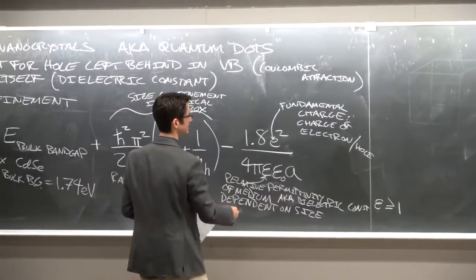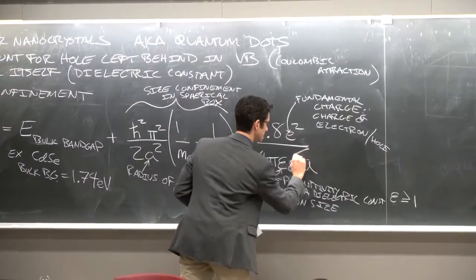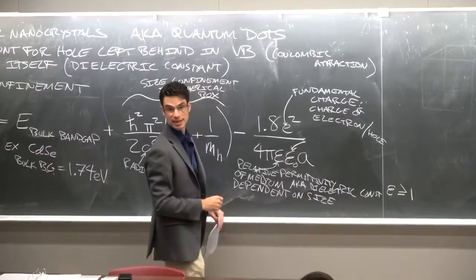Okay, so what's this? This is the permittivity of free space. That's epsilon naught.